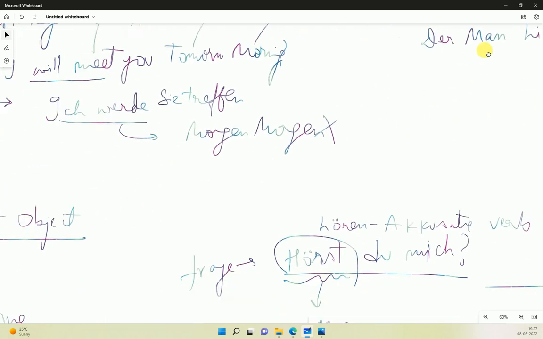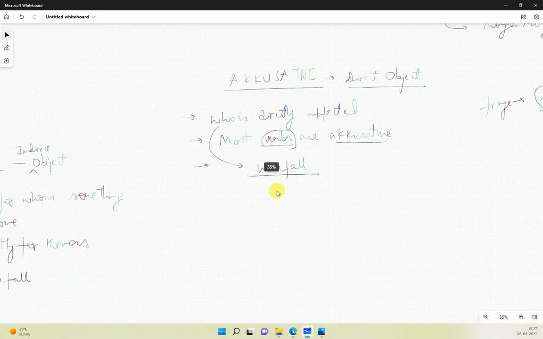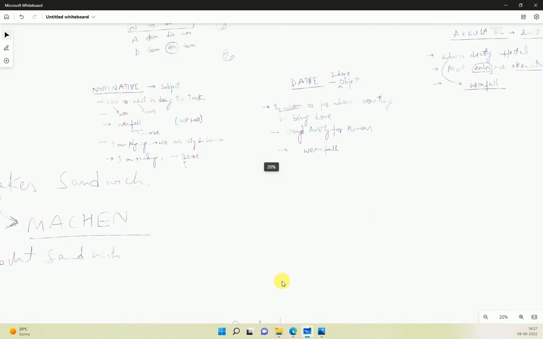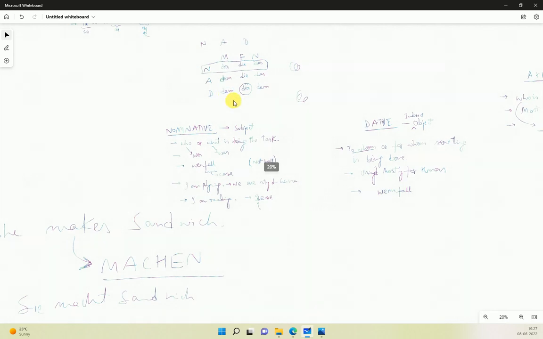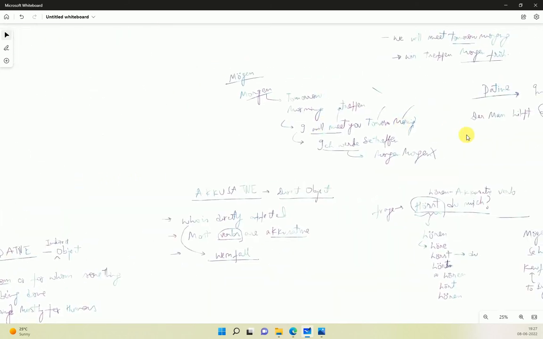Let me quickly check that table. Yes, here you see, "der Frau" comes only in dative, right? So there are two indications here: the gender has changed automatically, and of course "to whom" and "for whom" is also satisfied here. Thereby we can take it up as dative.